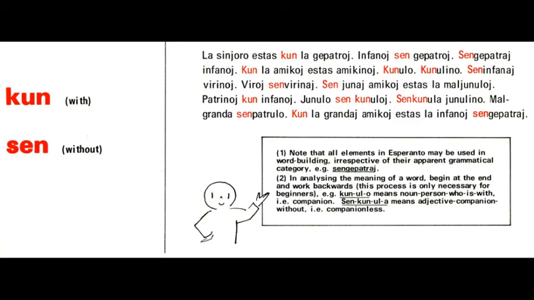Patrinoi kun infanoi. Mothers with children. Junulo sen kunuloi. A young man without companions. Sen kunula junulino. A companionless young girl. Malgranda sen patrulo. A little orphan. Kun la grandai amicoi estas la infanoi sen gepatrai. With the big friends are the parentless children. That is the end of lesson 1.